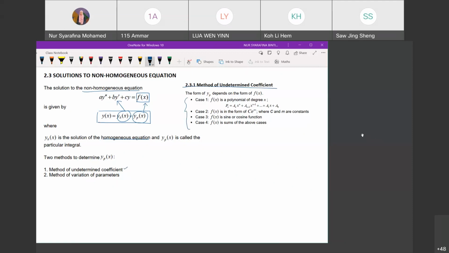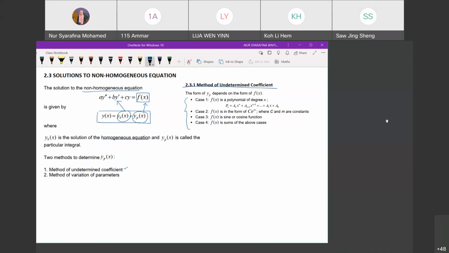All right, there are four cases that we need to consider in finding YP, the particular integral, the solution for the right-hand side part, f(x). The first case is when your f(x) is a polynomial. The second case is when your f(x) is in terms of exponential. The third case is when your f(x) is in terms of sine or cosine. And the fourth case is when your f(x) is sums of the above cases.